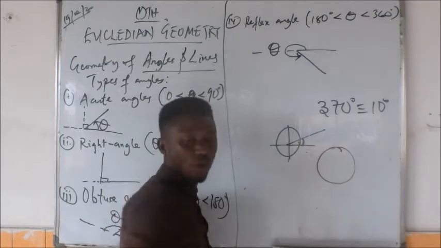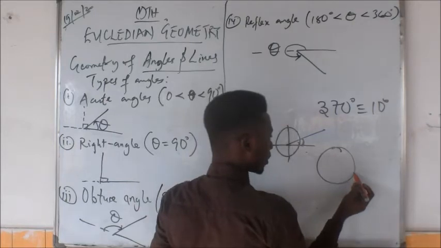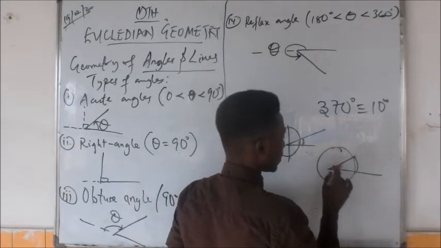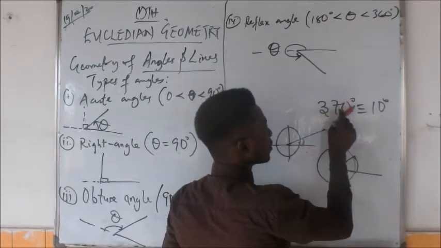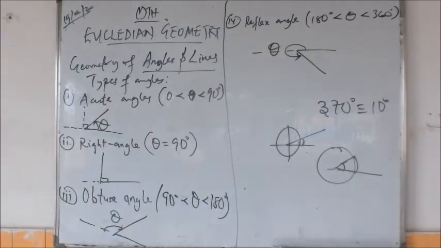360 is the angle at a point. But what do you have? You have an additional 10. Is that the key? So that means 370 degrees implies 10 degrees. You can even confirm that using your trigonometric ratios. If you press sine 370, it is the same value you get when you press sine 10. Either cosine or tan. Is that the key?